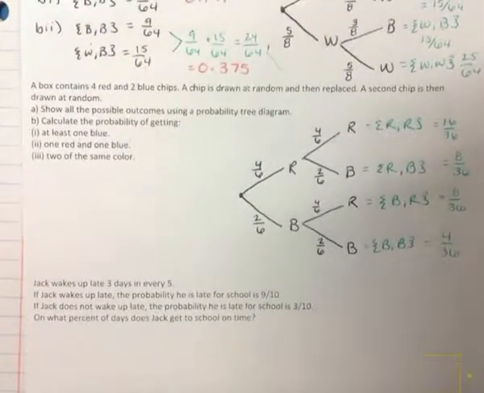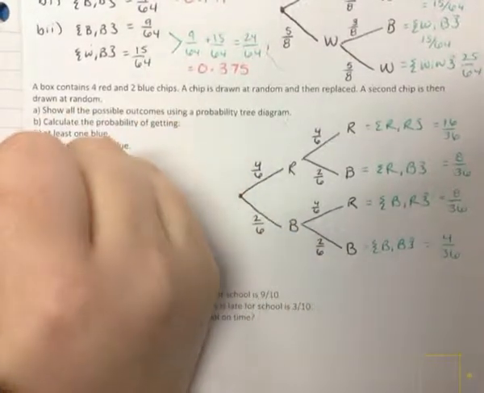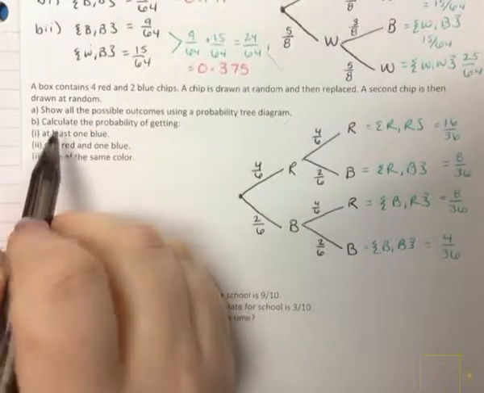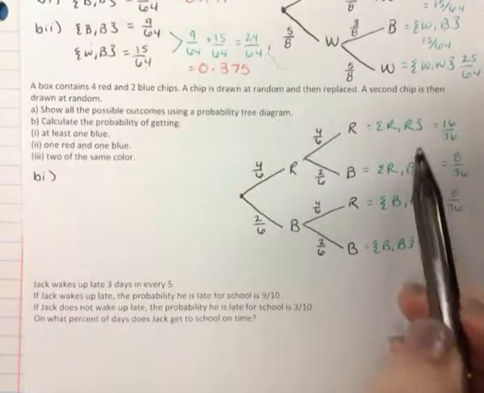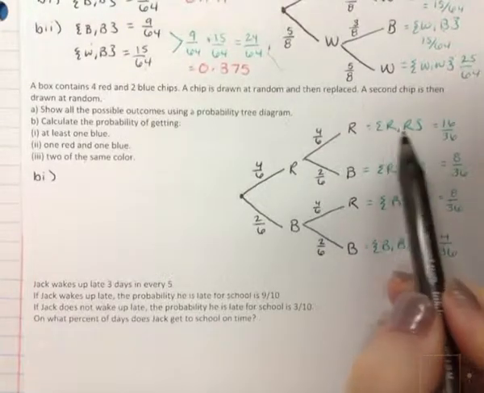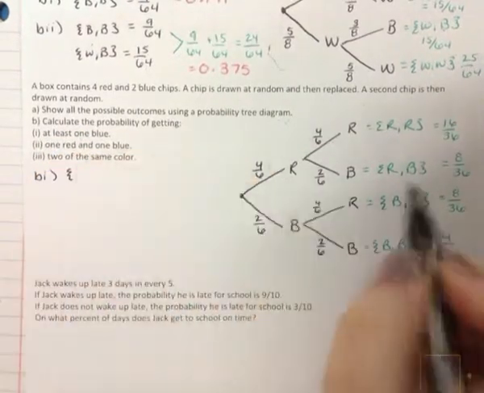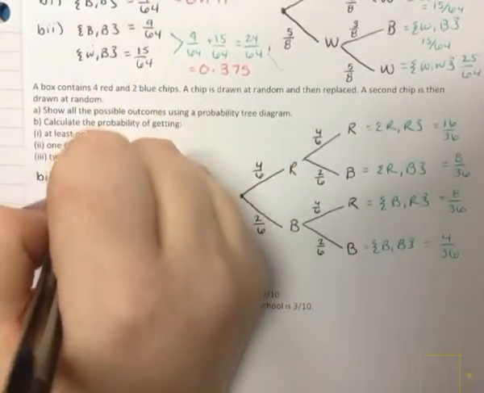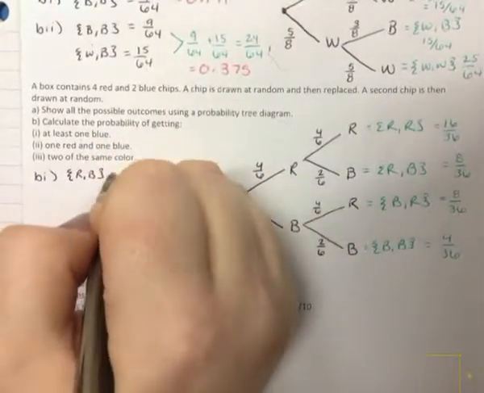So now that we have our tree diagram set up, we can answer our questions. We're going to calculate the probability of getting, for B I, at least 1 blue. So what that means is anything that has a B in it, we will use. So this first one does not have a B, so we won't use it. But our next one is red, blue. We can use blue then red.